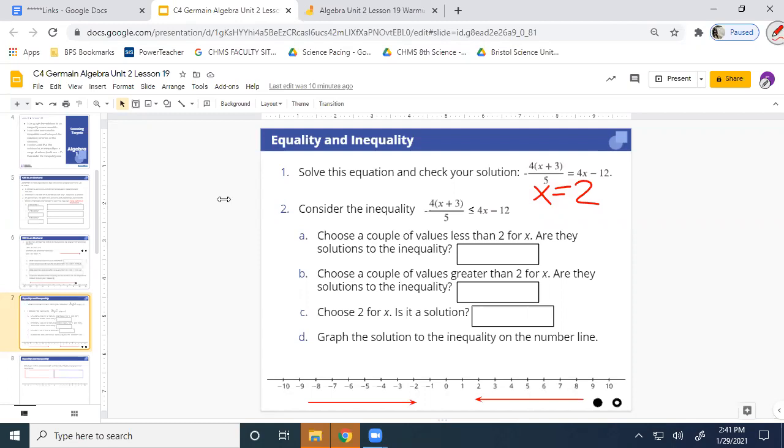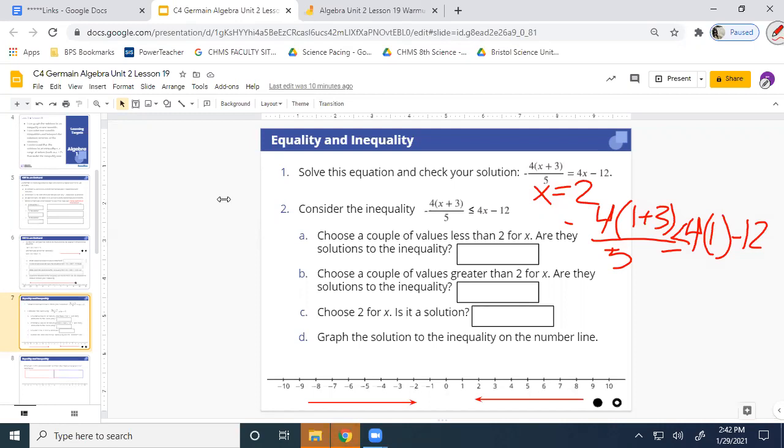You guys are doing it. Okay, so what number did you choose that was less than 2? What number did we choose, guys? 1. Perfect. So if we take this inequality and we say 4 times 1 plus 3 divided by 5, negative, is less than or equal to 4 times 1 minus 12. Oh my gosh, this is so much work.